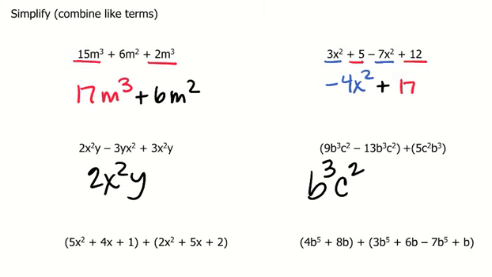Over here, on the right, you've got 9. All 3 of these are b to the 3 and c to the 2. Except the last one is c to the 2 and b to the 3, but it's really the same thing. So we got 9 minus 13 is negative 4. You take negative 4 and you add 5 and you get positive 1.